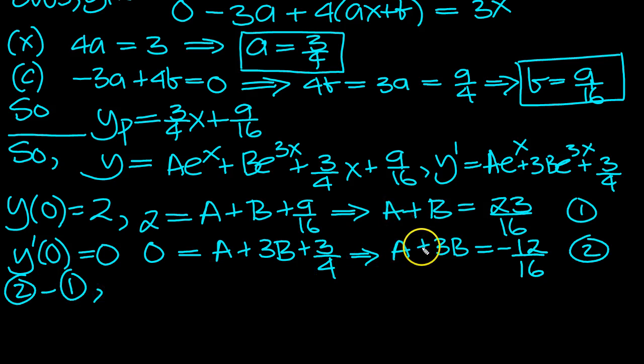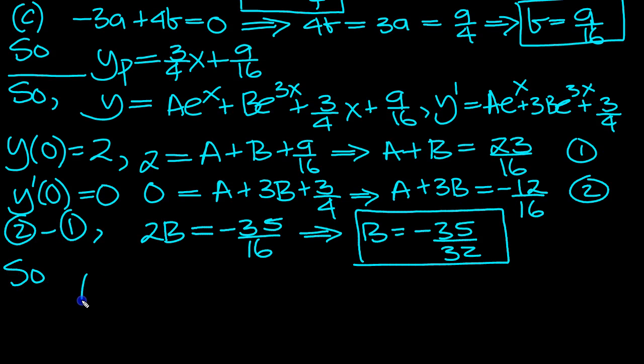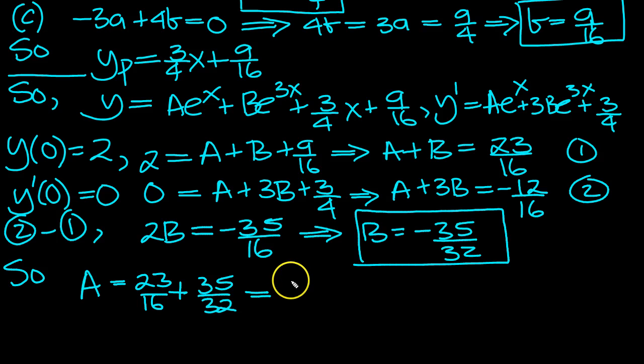2 take 1 then? Take away 1. What does that give? That gives 2b is equal to minus 12 take 23, which is minus 35/16. So b is equal to minus 35 over 32. There's b, capital B. So a equals then 23/16 minus the b, because we're moving the b over, and that's minus, so that's plus 35 over 32. So we're dealing with fractions with the denominator 32, so double top and bottom is 46 over 32 plus 35. 46 plus 35 is 81. 81 over 32. So a equals then 81 over 32.